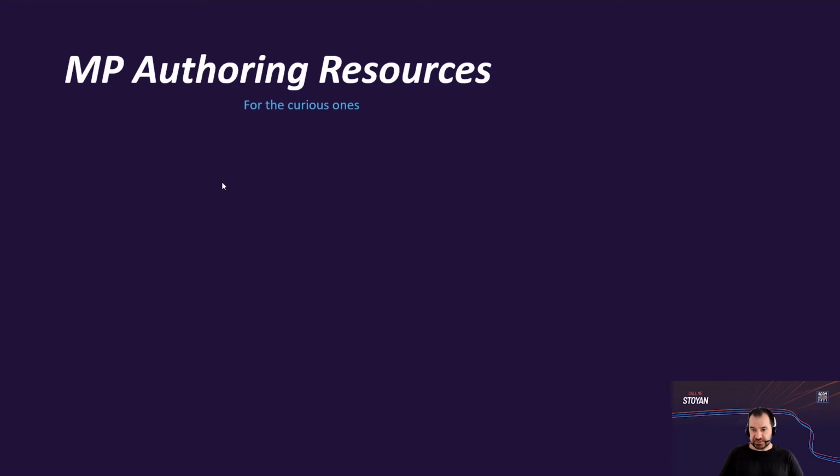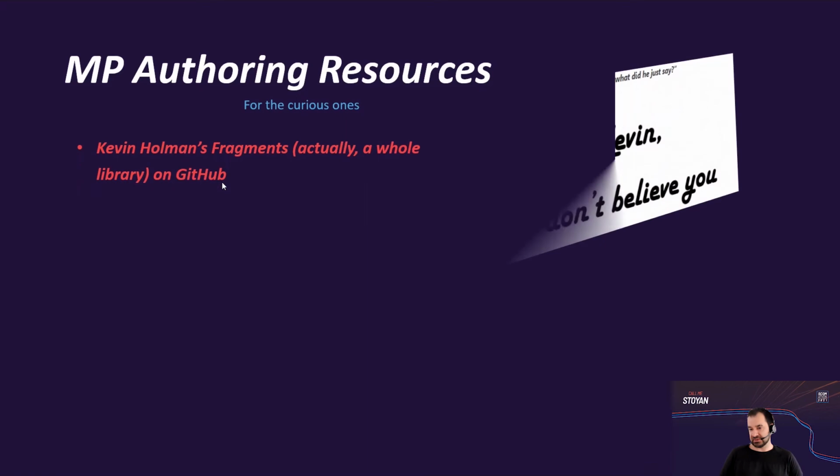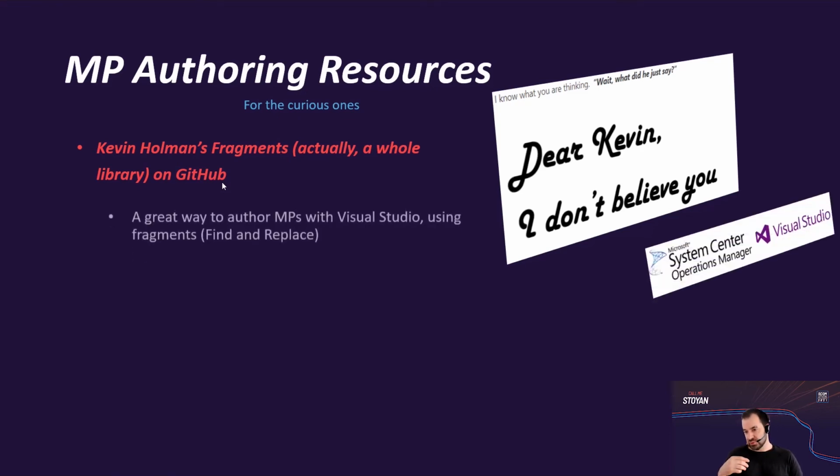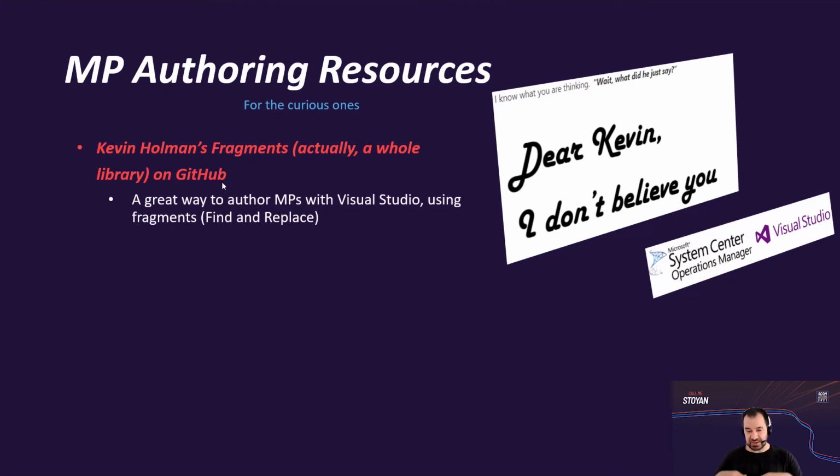So my particular recommendation is to start with Kevin Holman's fragments. Kevin has published a large number of fragments which you can really use with find and replace. They're ready to use. You just need to find some, let's say, placeholders, replace the values there, and then you have your own management packs. Of course, you need to use Visual Studio for this, but I can guarantee you it's very, very easy to do so.